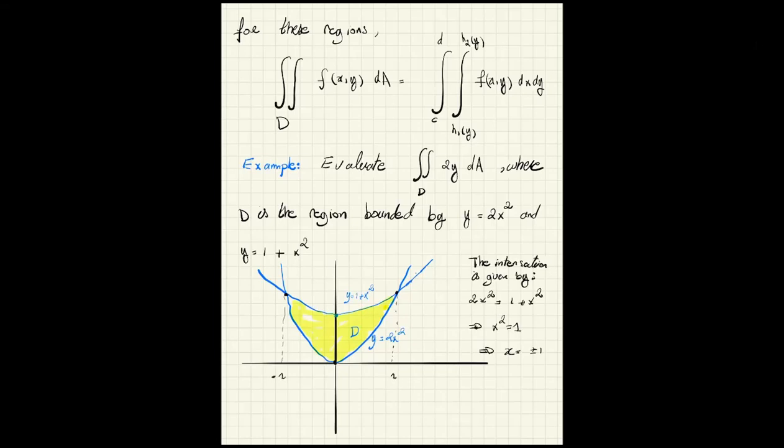Right? So now we can see that this is a type 1 region, because x is between minus 1 and 1, that is a and b. And for each x, remember, this is just an example, I have that y is between this function here and this function here. So this is a type 1 region.